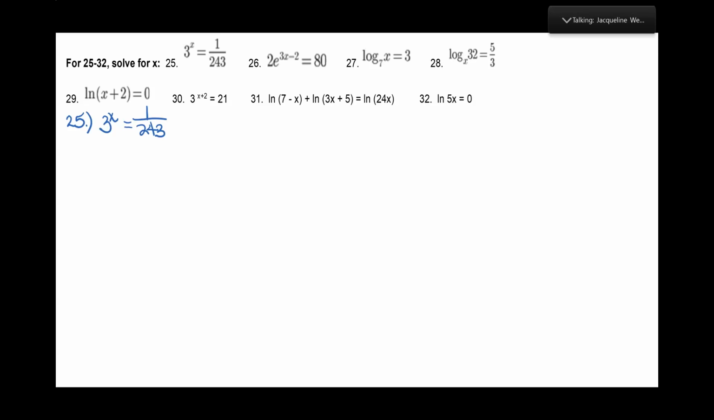All right, so for this one, we've already done one just like this. So ideas, what do we need to do with this? Do what? Yeah, the base is the same, yes. So 3 times 3 is 9, times 3 is 27, times 3 is 81, times 3 is 243, all right? So we can rewrite 243 as 3 to the 5th. Now, how do we get it up to the top?